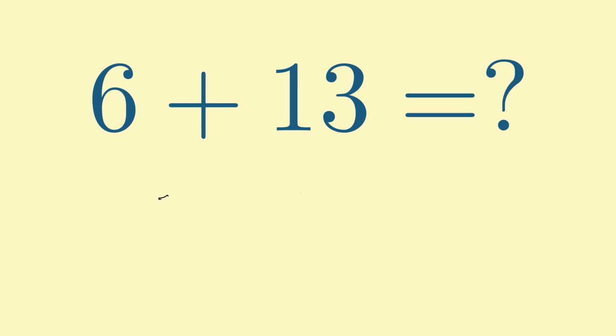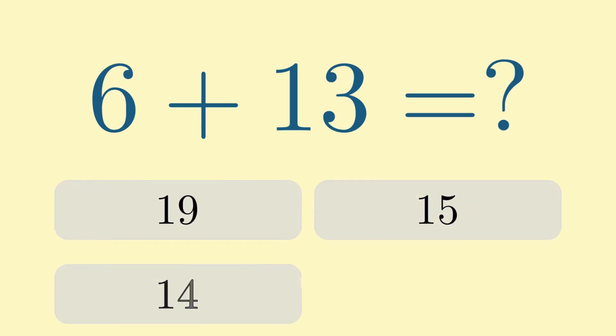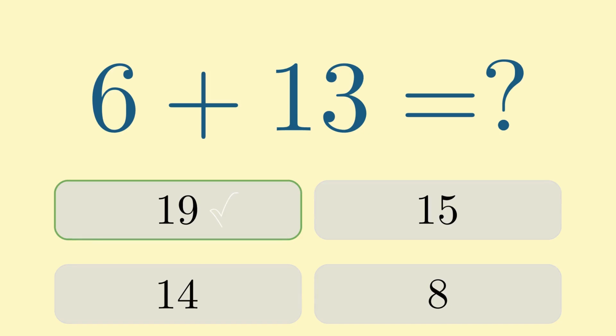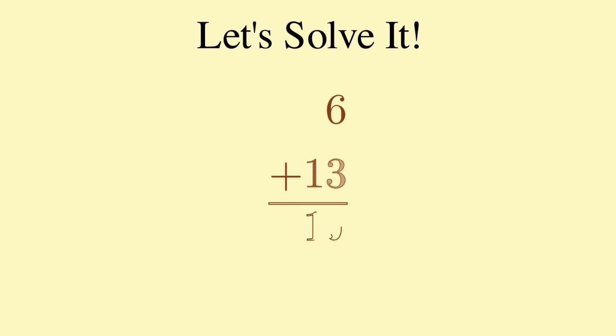Take a look at the 4 answer choices below. You have 5 seconds to choose the correct answer. 5, 4, 3, 2, 1. Time's up. The correct answer is 19. Now, let's see how we got this answer. When adding 6 and 13, we align them in column format. 6 plus 13 equals 19.